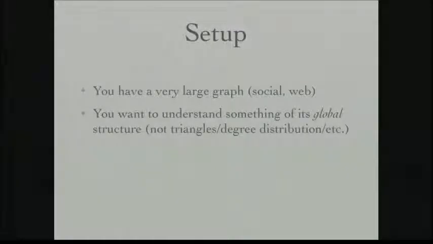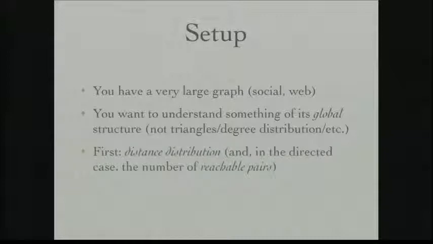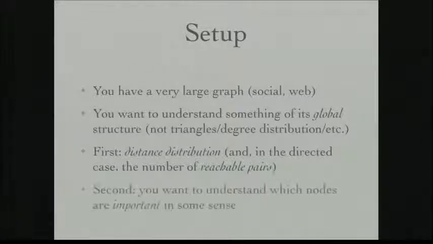Triangles and degree distribution are fairly easy to model and fiddle with, but we would try to compute something very global that depends on the linking structure of the graph. An easy candidate is the distance distribution: how many nodes are exactly at distance t? Another thing we are interested in is trying to understand which nodes are important in some sense, which is, of course, a very general and unspecified problem.